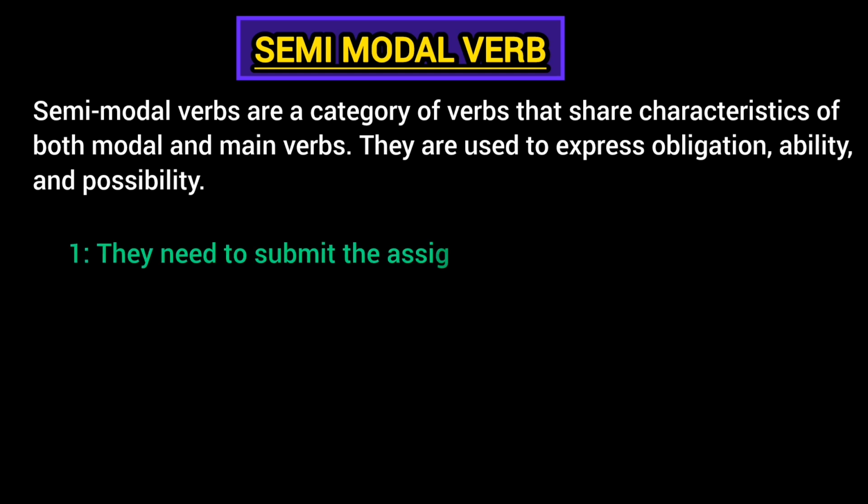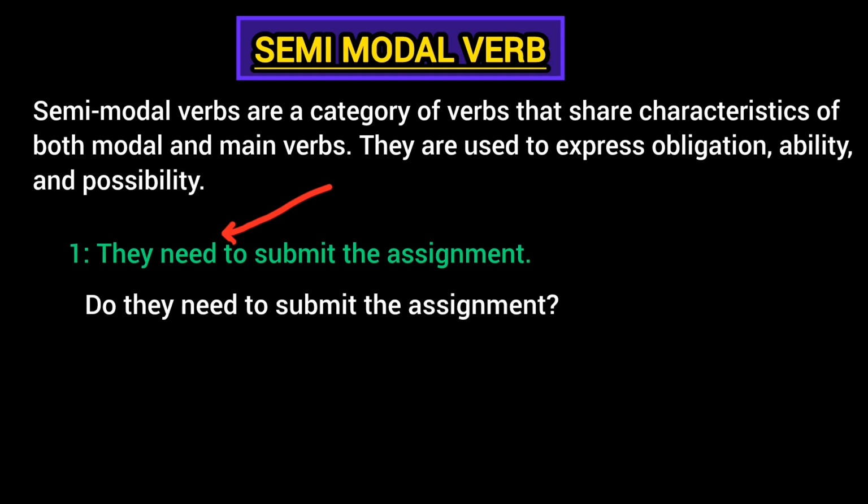They need to submit the assignment. Look at this example. Here, need to is a semi-modal verb. The first reason is that it helps the main verb, which is submit. And the second point is that it shows necessity, and the third point is that it requires another helping verb to form an interrogative sentence. If I want to convert it into an interrogative sentence, then it can be changed like this: Do they need to submit the assignment?